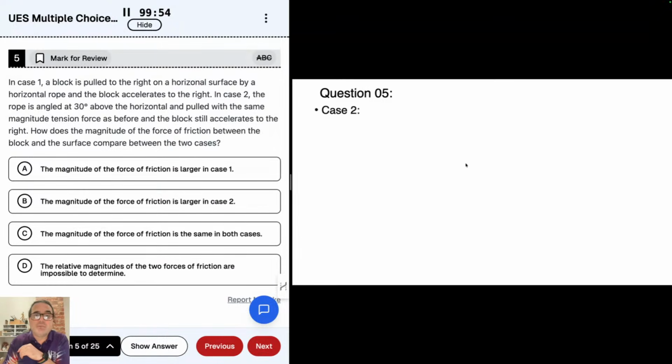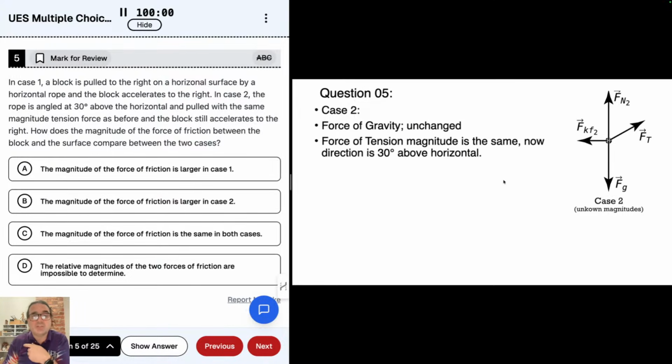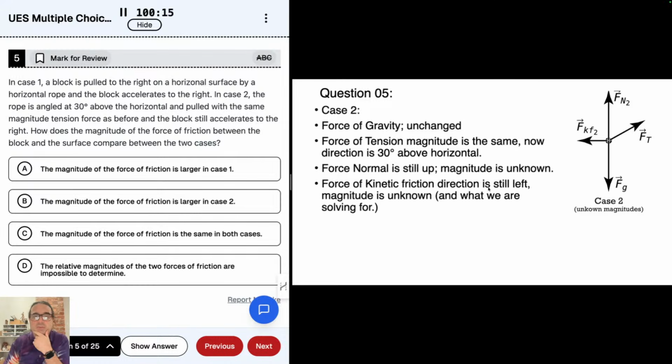Beautiful. For case 2, now the same magnitude force is up at an angle. So we have the force of gravity, which is unchanged, but this force of tension, which is of the same magnitude, is now directed up at an angle of 30 degrees. Force normal is still up, but we do not know its magnitude. So notice I put unknown magnitudes here. I don't know yet the magnitude of this force normal 2. The force of kinetic friction is still to the left, and again, its magnitude is unknown, and that's what we're solving for at this point.